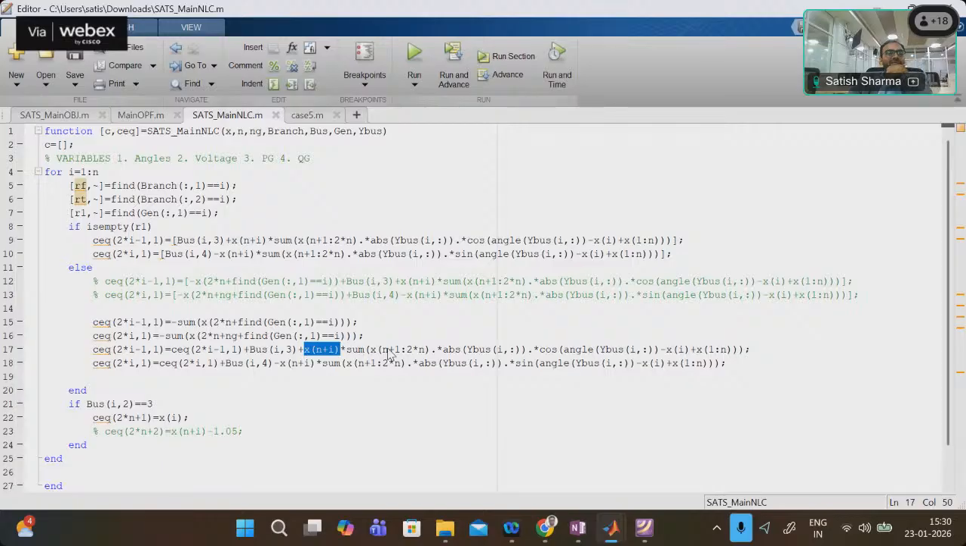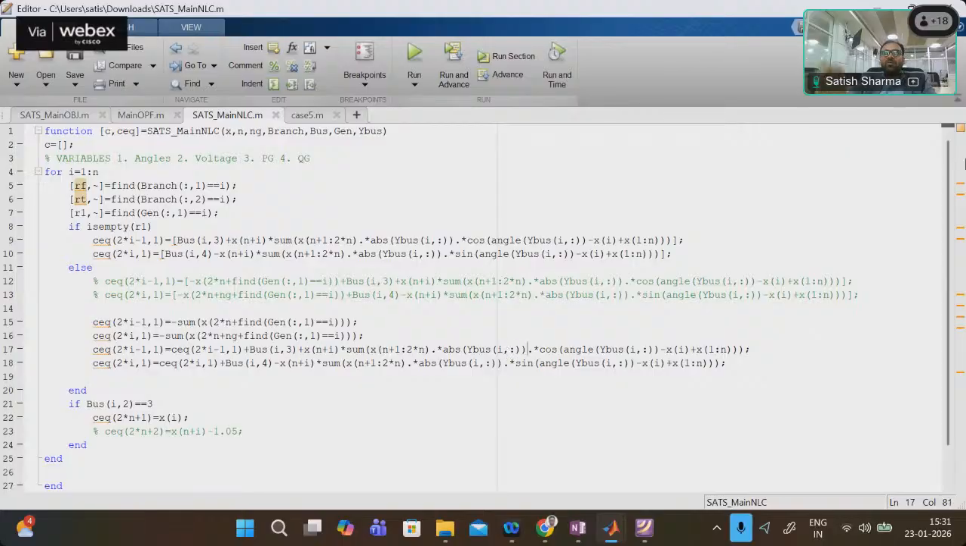So this is vi multiplied with the summation over j. What we did is a matrix multiplication and then summing the vector. So the summation over x from n plus 1 to 2n, that is vj. Then the dot product with the absolute value of y bus, the y bus magnitude, where i is fixed and j is varying along this column.